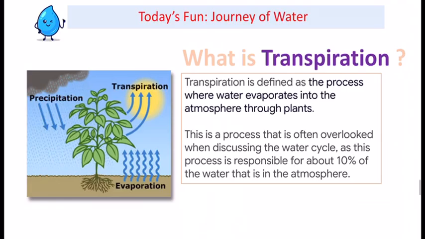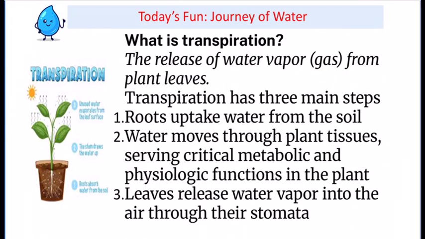What is transpiration? Transpiration is defined as the process where water evaporates into the atmosphere through plants. This is a process that is often overlooked when discussing the water cycle, as it is responsible for about 10% of the water that is in the atmosphere. What is transpiration? The release of water vapor gas from plant leaves.